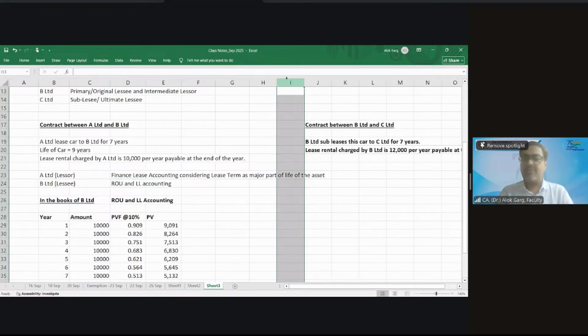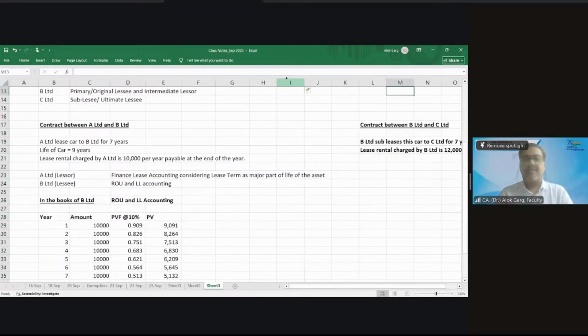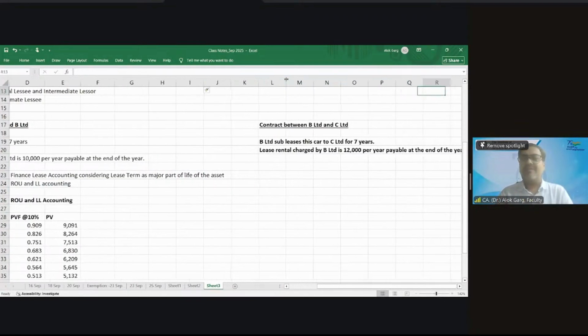Right. My question to all of you is, in contract number 1, you compare from the lessor perspective the lease term with the life of the car. Here, B Limited becomes lessor now. Here, B Limited becomes intermediate lessor. Intermediate lessor, but still a lessor. In B Limited's books, lessor accounting will apply as per this contract. C Limited is my ultimate lessee.